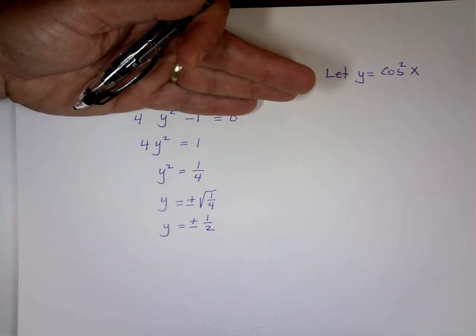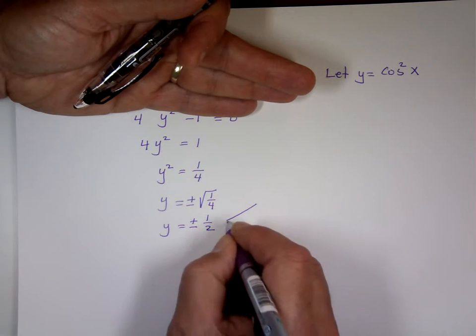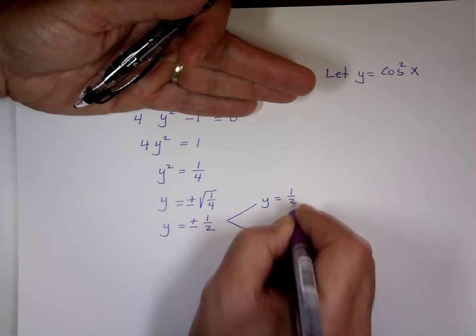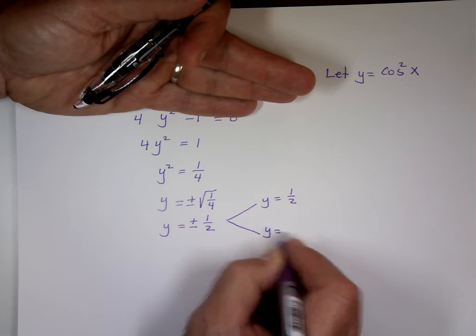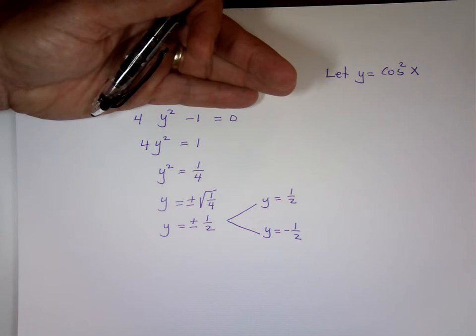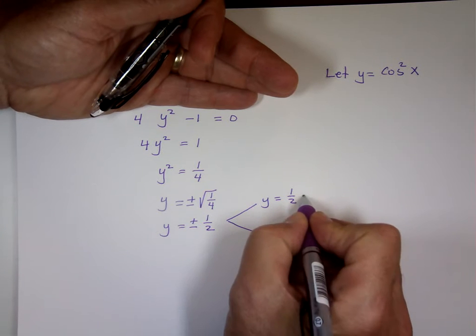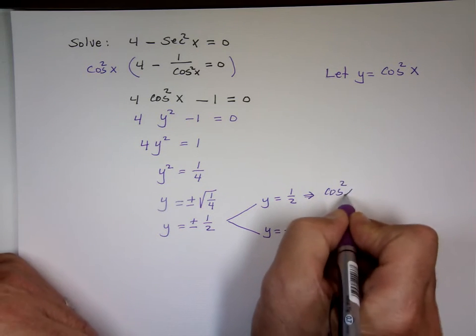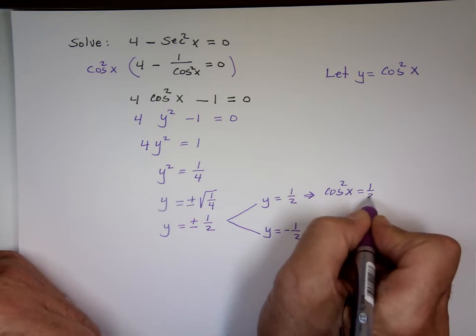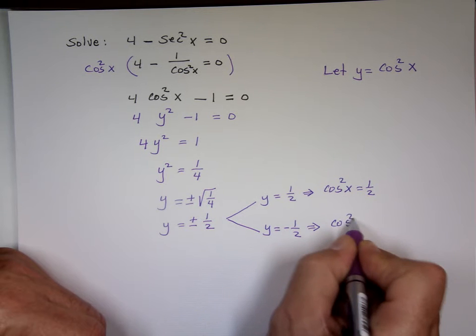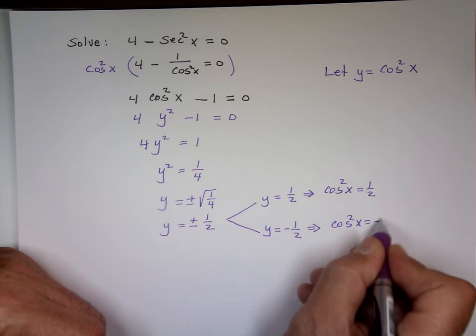So now bring in the cosines, because that's really two problems when you look at it. It says y equals positive 1/2, and this one says y equals what? Negative 1/2. Now you don't like the y, let's bring in what y is equal to. So cosine squared x equals 1/2. Cosine squared x equals negative 1/2.